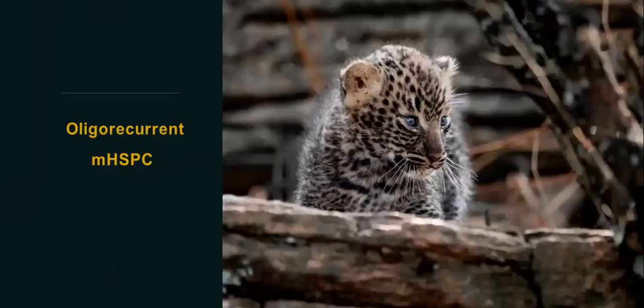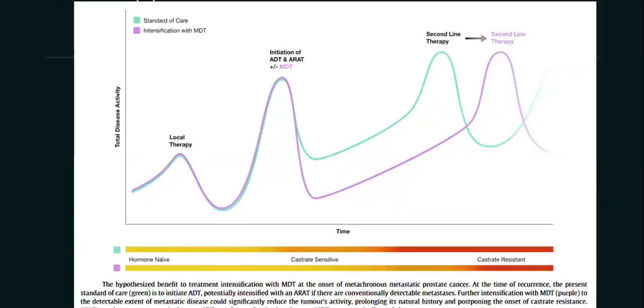We move on to the oligorecurrent metastatic hormone-sensitive prostate cancer. This is where the primary has already been treated. And I would like to just start with this graph here, which gives an idea of why we would want to be treating oligometastases aggressively. If you look at the two graphs, the one depicted in green is what would be your standard of care without dealing with metastasis.